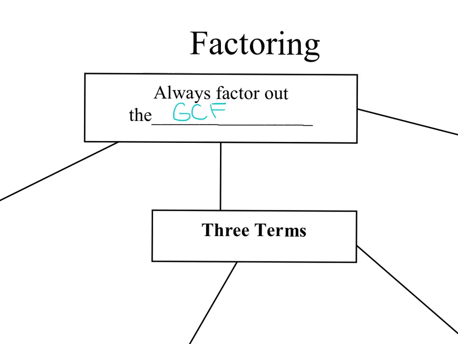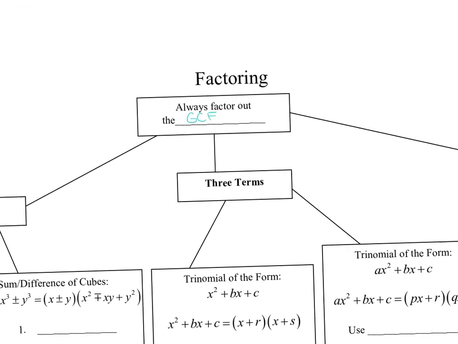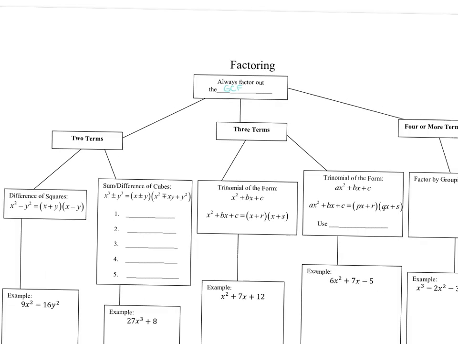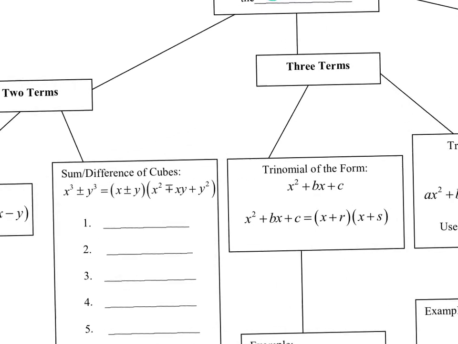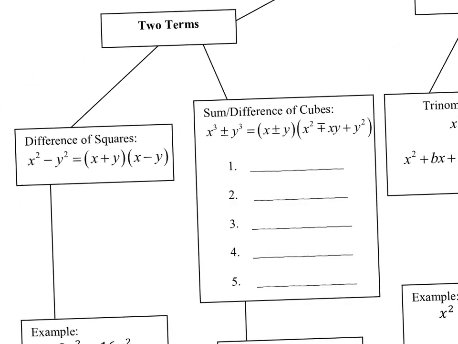Alright, so we want to always check to make sure that all of our terms don't have anything in common that we could factor out. After we factor out our GCF, it's going to depend on how many terms we have. So notice we have three cases. We could have 2 terms, 3 terms, or 4 terms.